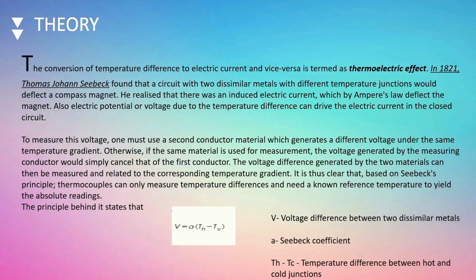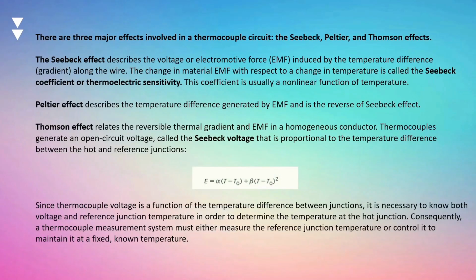As you can see on my slide, there is a formula V = α(T_H − T_S). So there is a temperature difference and a coefficient, and we get some voltage. There are three principles which govern this experiment.